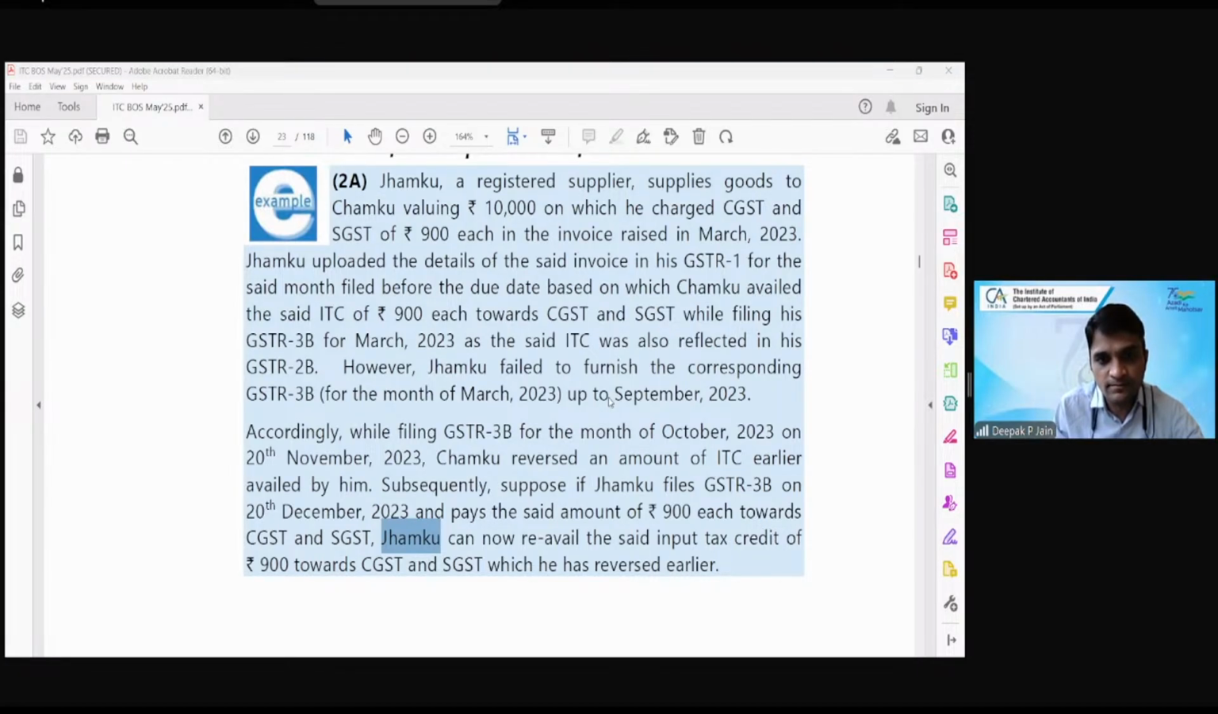Using a diagram. Perfect. Perfect. Good, Dhanush. We'll take this example itself because we know the facts of this case. It's right, I think. No, madam, because it says Jamku can re-avail. Credit can be reclaimed only by Jamku. So it is Jamku itself. The sentence says, and he pays the said amount of 900 each towards the CGST and SGST. So here it should be Jamku and not Jampu.